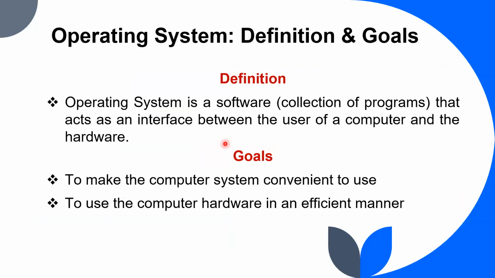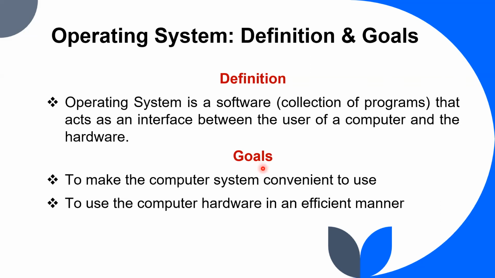Now let us see the definition and goals of an operating system. An operating system is a software, which is a collection of programs, that acts as an interface between the user of a computer and the hardware. This is the formal definition of an operating system. So it basically acts as an interface between the hardware and the user programs.